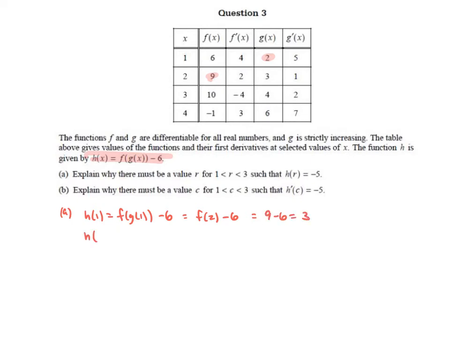Then we're going to do h of 3. So the other end of the interval, f of g of 3 minus 6. And then we have the same kind of thing here. So we have g of 3, which is 4. f of 4 is -1. And so we end up getting -7 here.